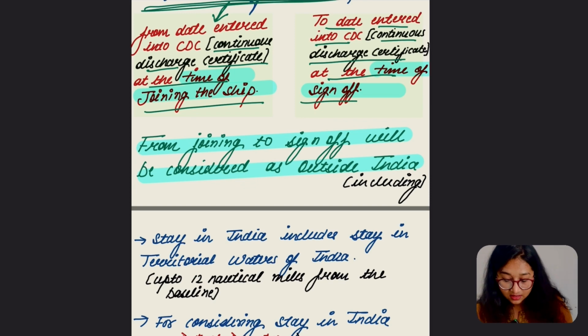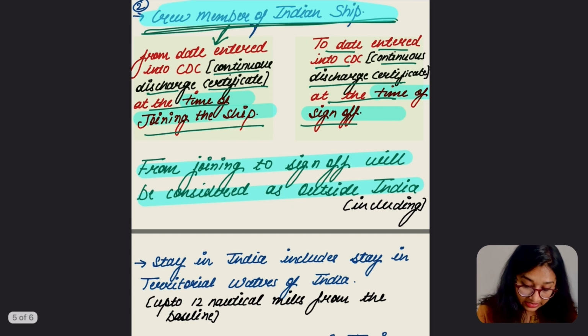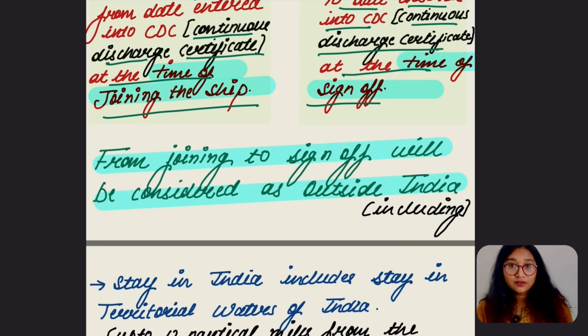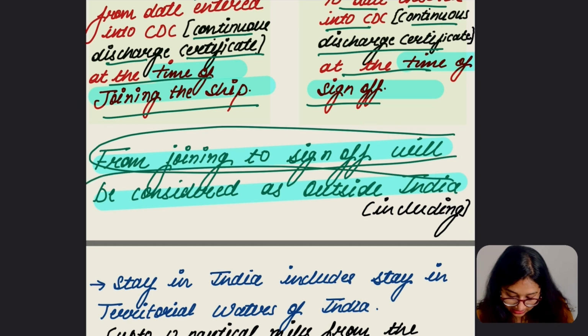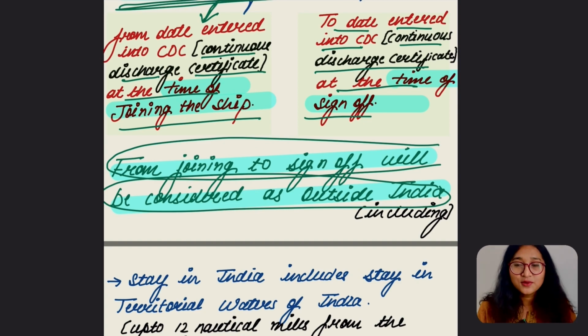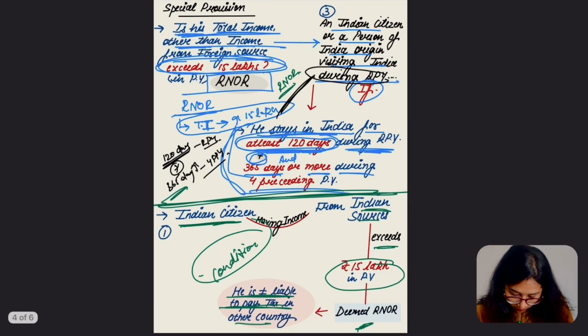What I said is, the date on which he joined, the person who is crew member of Indian ship, for his residential status, we will take what date? From the date of joining to the date of sign off. This period will be considered as the person being outside India. For the residential status, we are going to exclude these days, from the date of joining to date of sign off, which is to be mentioned in the continuous discharge certificate. Is this part clear? Hope this part was clear.